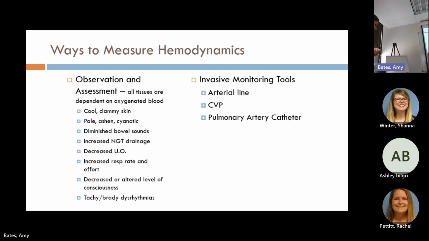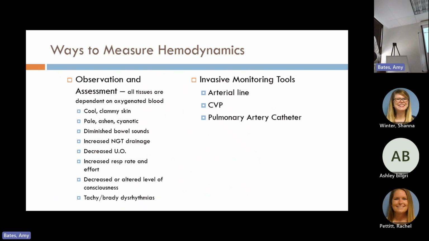Okay, ways to measure, which we already talked about. Your assessment, which is great at the bedside. You know your patients, you're going in, you're seeing how they are. Cool, clammy skin, pale, diminished bowel sounds, though I don't know how many of you are standing there with your stethoscope listening for bowel sounds for as long as they tell you you're supposed to. That might not be my first assessment, but if they happen to have an NG tube, you may see extra drainage coming out of it because their gut's just not working.